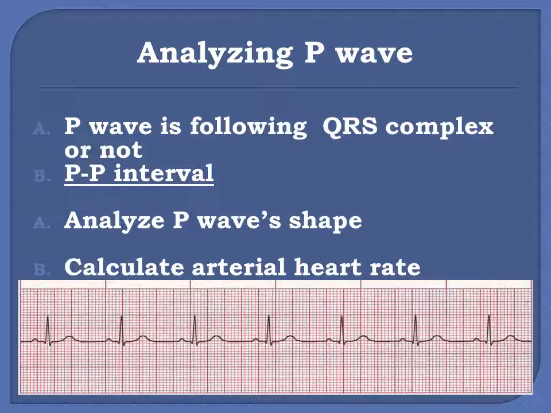Now the second step in ECG rhythm analysis is to analyze the P wave. In this step you need to keep 4 things in your mind. First, identify the P wave and determine whether each P wave is followed by a QRS complex or not. If we assess this strip, you can see P waves are present in each ECG complex and precede the QRS complex. Second, assess if the PP interval is regular or irregular. In order to determine PP regularity, you may require a caliper or a piece of paper.